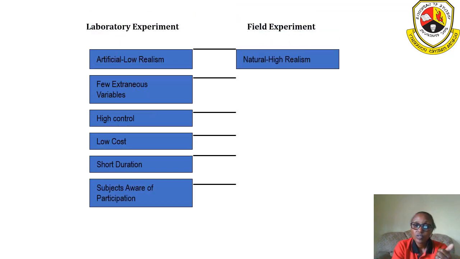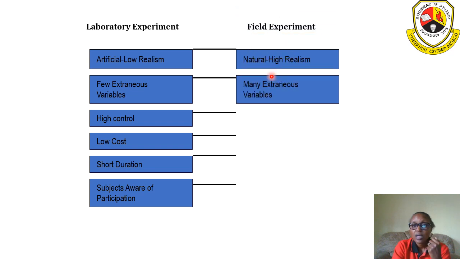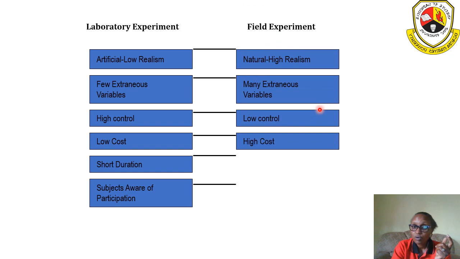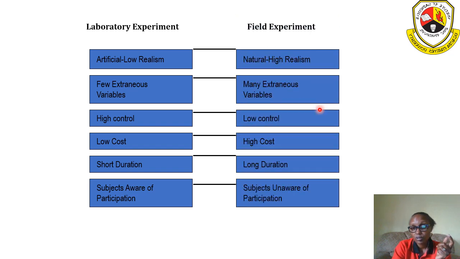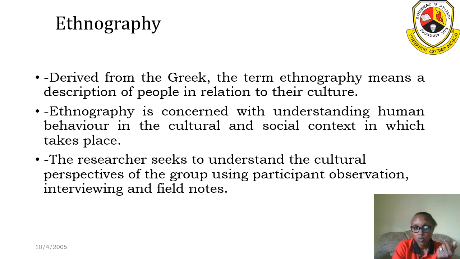But when we come to the field environment, you are in the real world, and the interferences, the extraneous variables that come in to interfere with the experiment, are quite many. There's low control, and of course it's of higher cost and longer duration. The subjects may be unaware, while in the previous, the subjects are aware of what is going on.